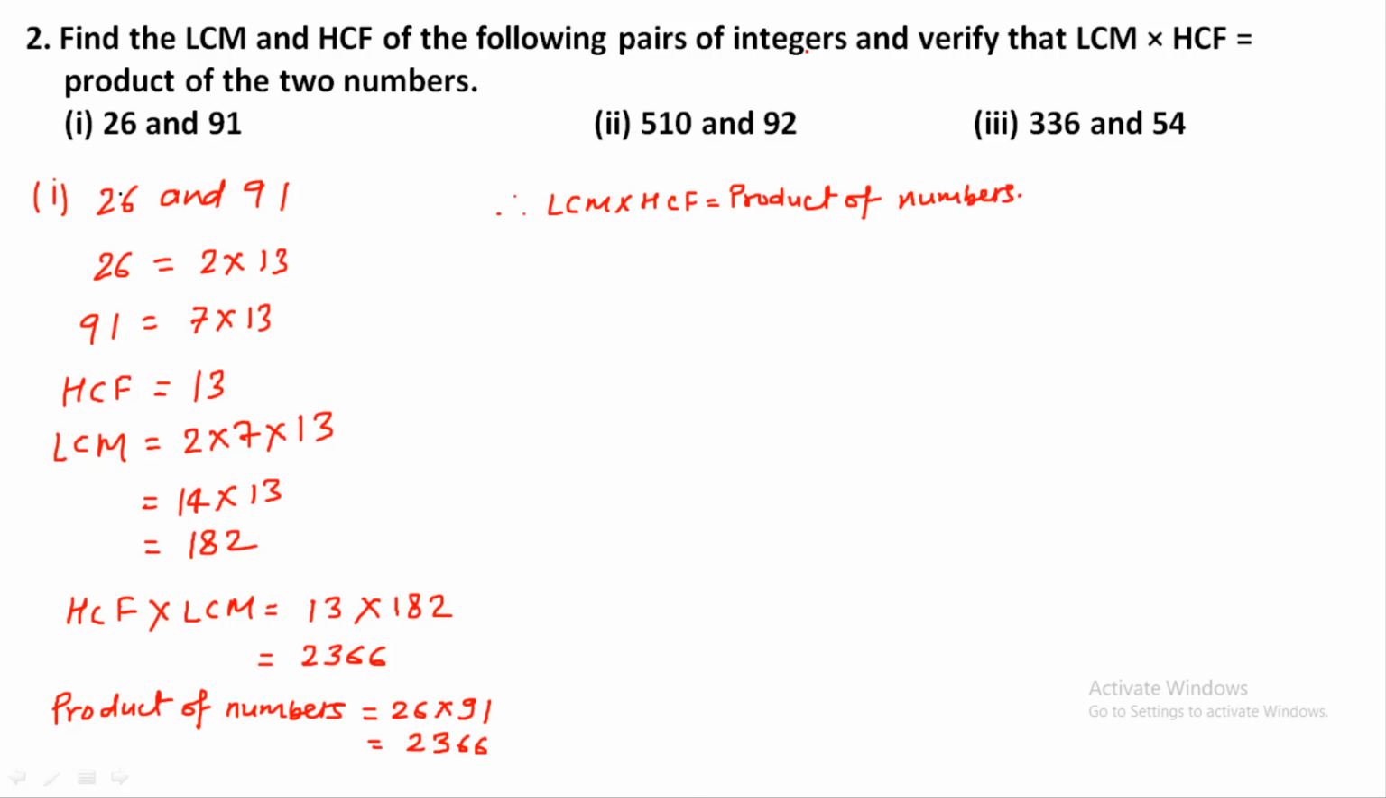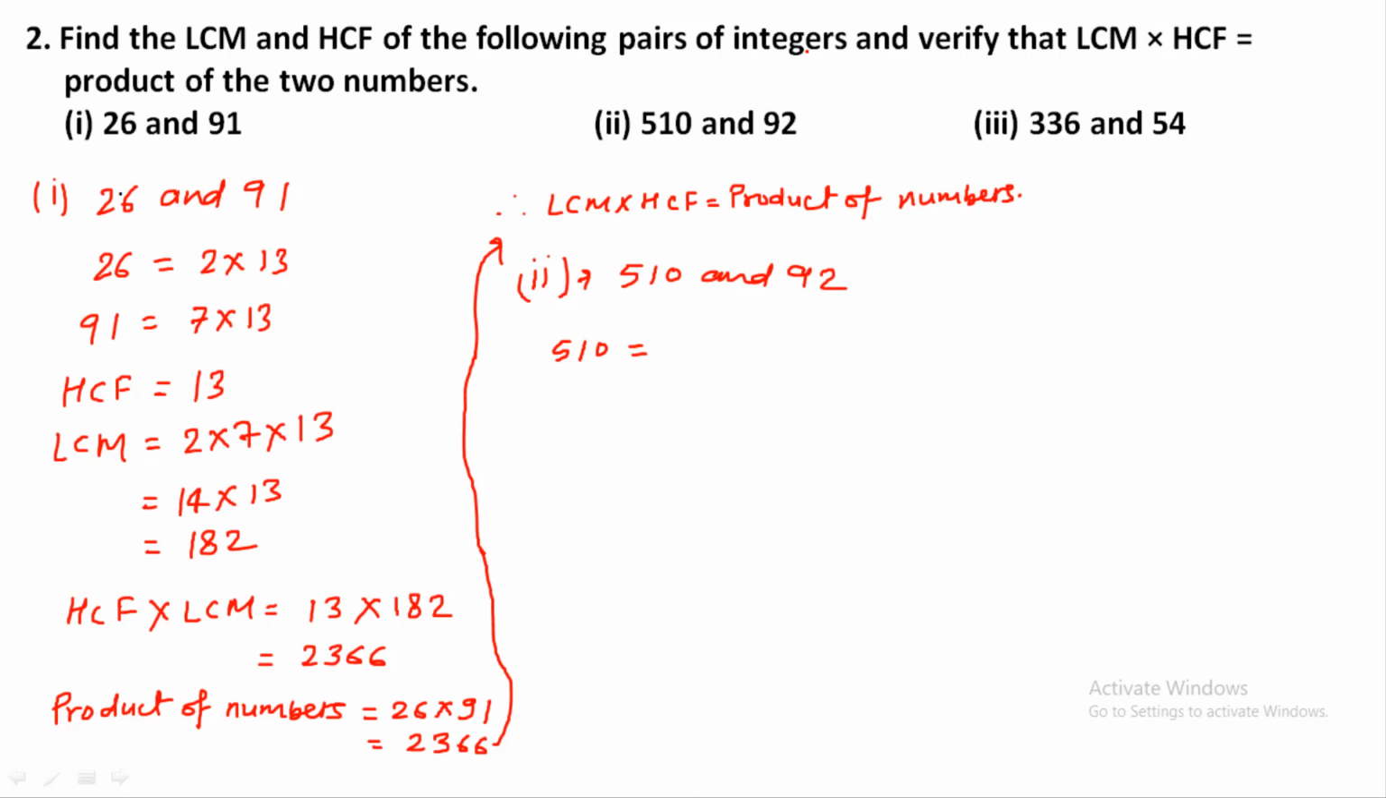Clear? ये क्लियर हो गया. So now second part, 510 and 92. Clear? 510 and 92. So first of all सेम प्रोसेस सॉल्व करेंगे. तो 510 का हम प्राइम फैक्टराइजेशन करेंगे.